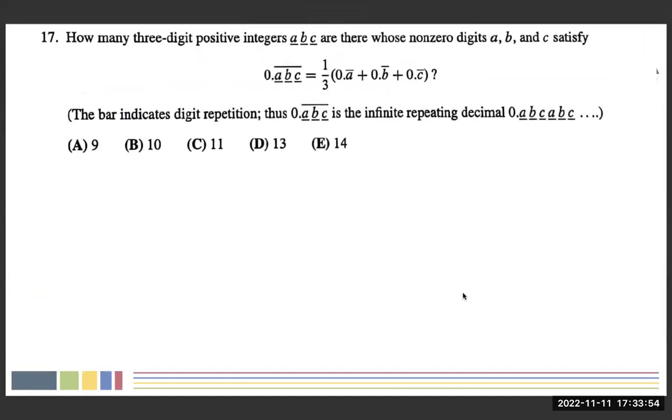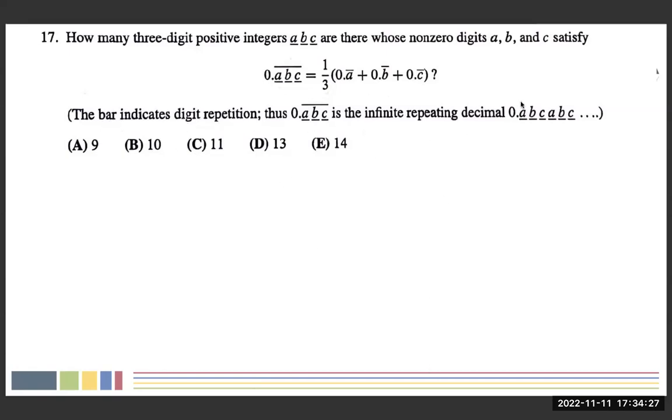All right, this is problem 17 of the AMC 10A. How many 3-digit positive integers ABC are there whose non-zero digits A, B, and C satisfy 0.ABC repeating is equal to 1/3 of 0.A repeating plus 0.B repeating plus 0.C repeating, which happens as a result of this bar notation.